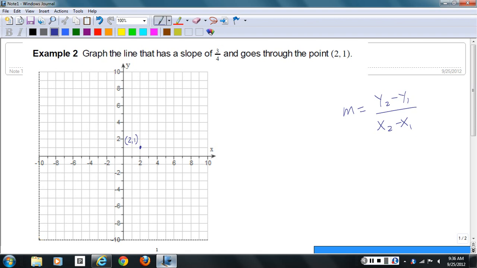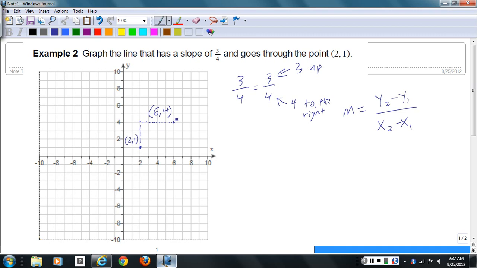Up 3 and over 4 to the right. So that'll do it. If we think of 3/4 as being written as 3 over 4, the positive 3 would have us go 3 up, and the positive 4 would have us go 4 to the right. So if I go 3 up and 4 to the right, that will take us to another point on this line. What point is that? (6, 4). Go from a y-coordinate of 1 to a y-coordinate of 4, 3 up.